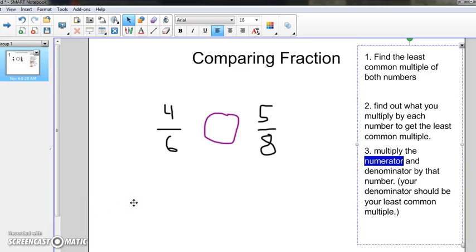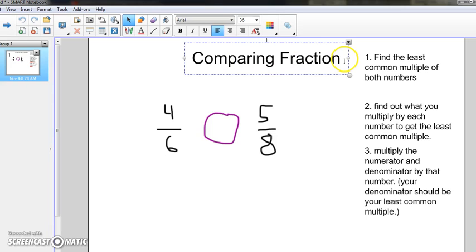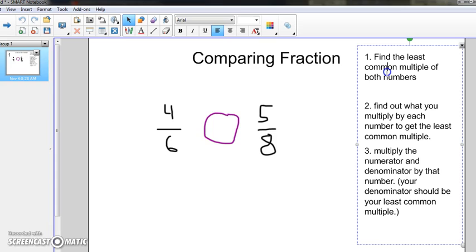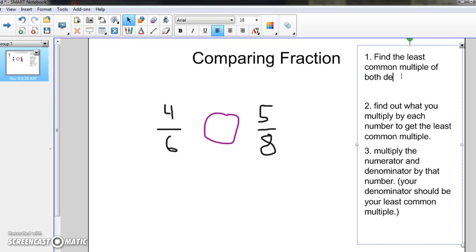Okay, today we're going to talk about comparing fractions. And there's a couple different steps that you need to find when you compare fractions. So first you need to find the common multiples of both, and I'm going to make this more specific, denominators. And then you need to find out what you had to multiply to get them to find your least common multiple of the denominators.